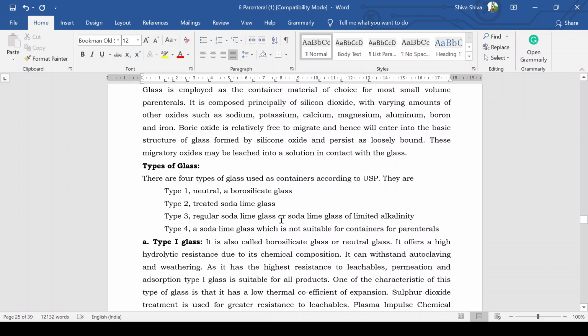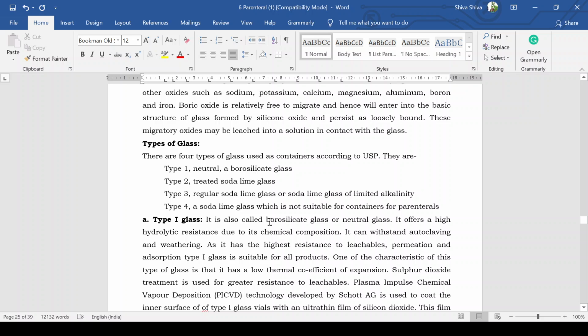Type 1 glass is a neutral or also called a borosilicate glass. Type 2 glass is called a treated soda lime glass. Type 3 glass is called a regular soda lime glass or soda lime glass of limited alkalinity. And type 4 glass is also called a soda lime glass which is not suitable for containers for parenteral products. So type 1, type 2, type 3 glasses are generally used for the packaging of parenteral products, while type 4 glass is not used.